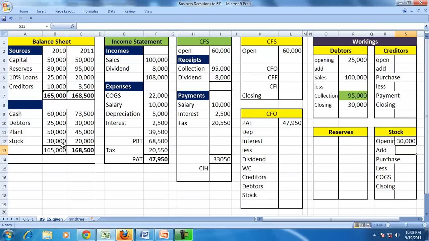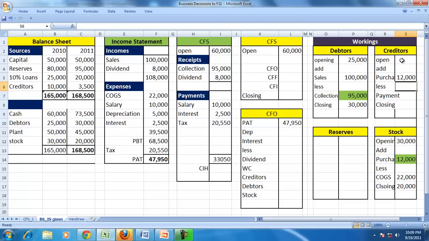Opening stock 30,000, closing stock is 20,000, cost of goods sold is 22,000. So the purchases, which is a missing number, is equal to 20 plus 22 minus 30, which will give us the purchases. And this purchase, for the time being, we assume that is for credit purchases. So I transfer that to the creditor.